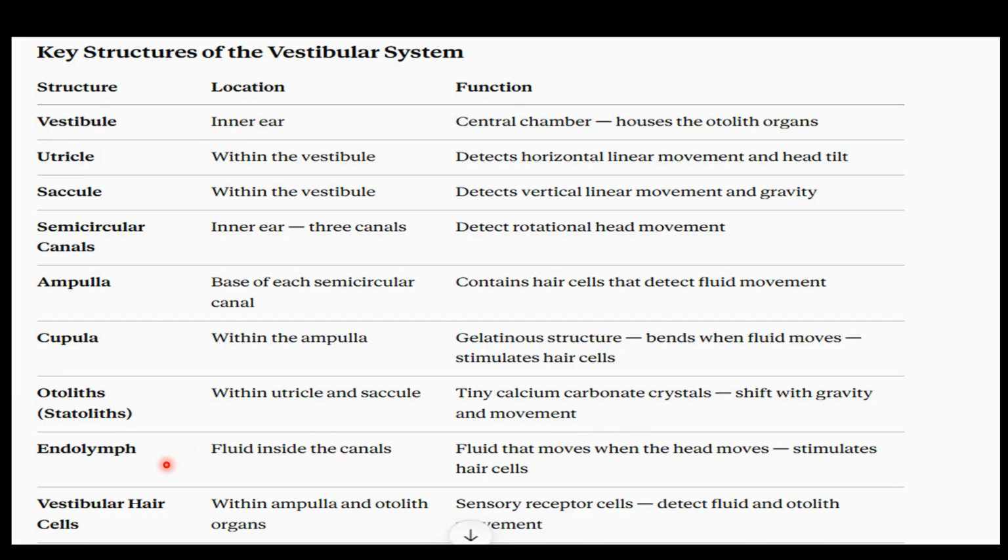And then we have endolymph. Endolymph is nothing but a fluid inside the canal. This is the fluid that moves when the head moves, and it stimulates the hair cells. After that we have vestibular hair cells within the ampulla and otolith organ, the sensory receptor cells that detect the fluid and otolith movement. Clear? So these are all the things that we should know as key structures of the vestibular system.